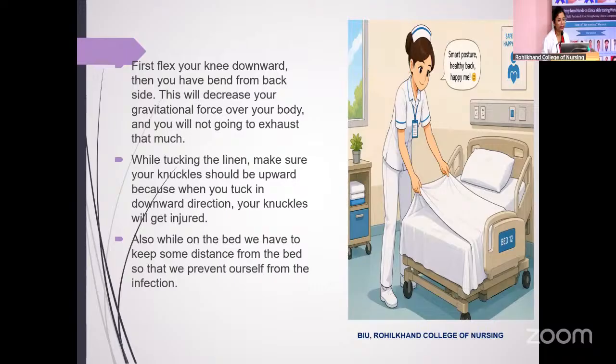So first flex your knees downward, then you bend from the back side.